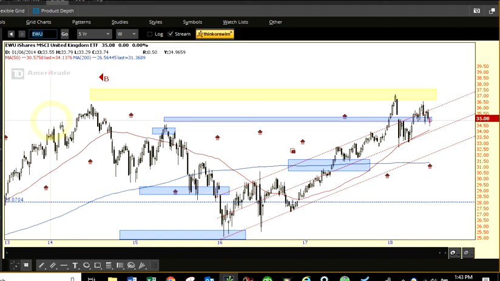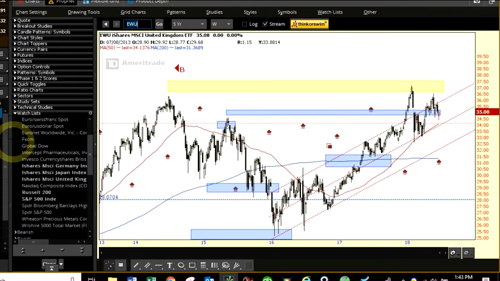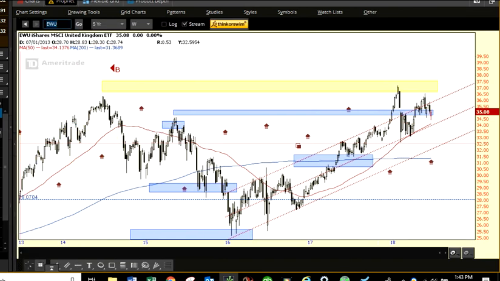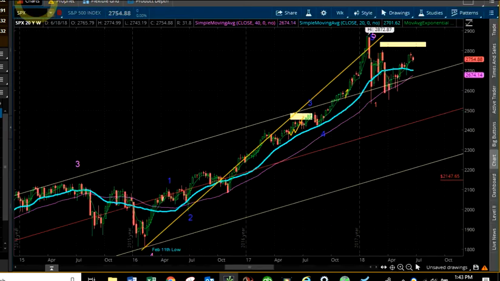All right, let's see. What do we want to look at now? I think that's all I want to look at in this list. Let's switch over to the TOS list, Thinkorswim list, and go to charts.